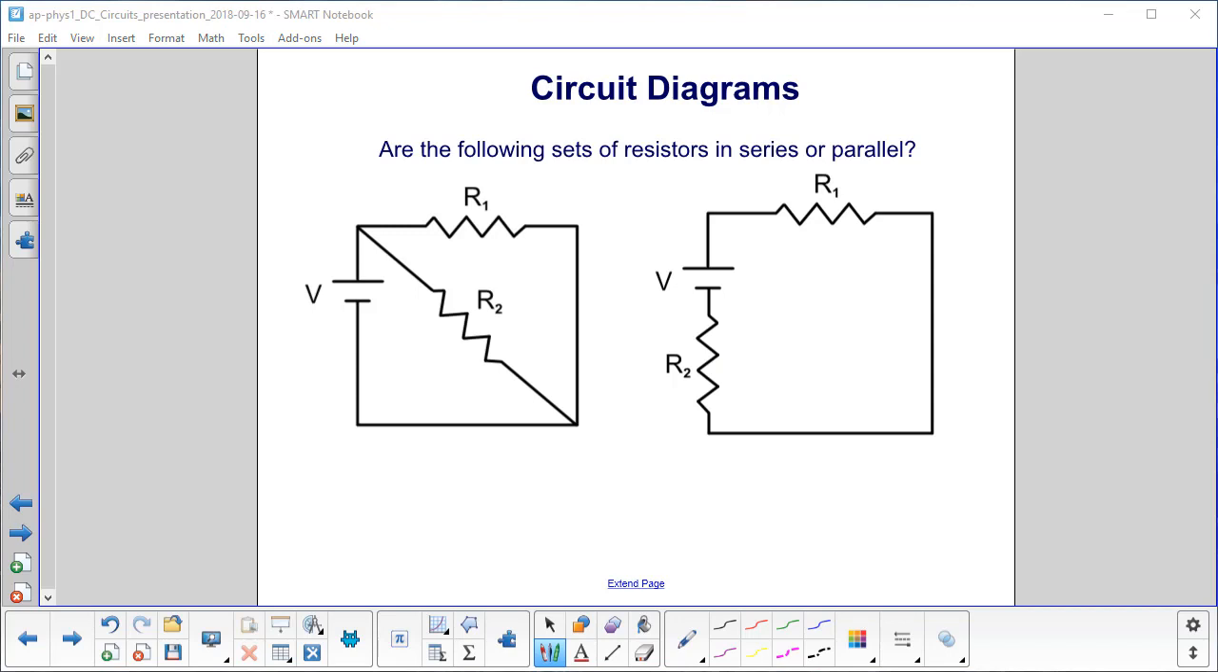Please examine these 2 pictures and let me know which resistors are in series, which are in parallel. So take a couple minutes, and once you're ready to look at the answer, move on to the next slide.